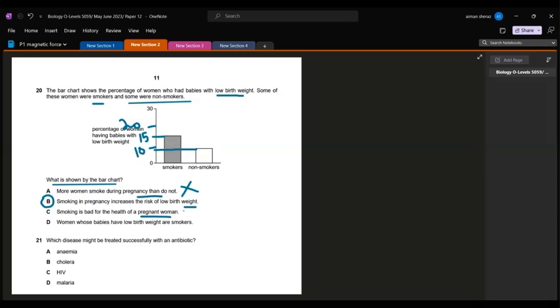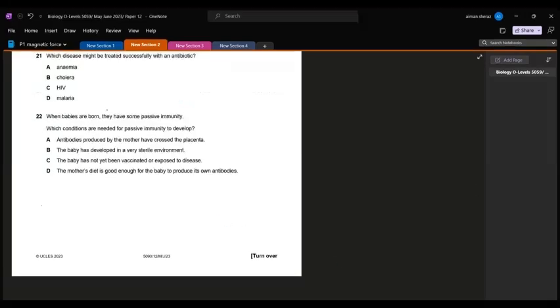Option D, women whose babies have low birth weight are smokers. Again, this is not true because even the women who were non smokers had a 10% chance of giving birth to babies with low birth weight. So this is wrong as well.